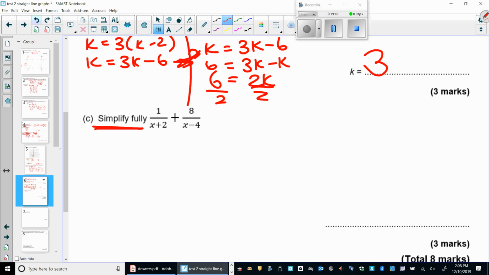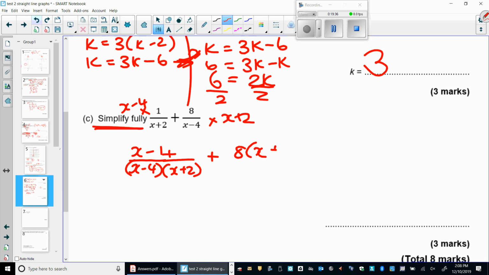I multiplied one fraction by x minus 4, top and down, and the right one times the right by x plus 2. Which got me x minus 4 over x minus 4 times x plus 2. I didn't expand it, sorry. That's okay. You didn't need to.